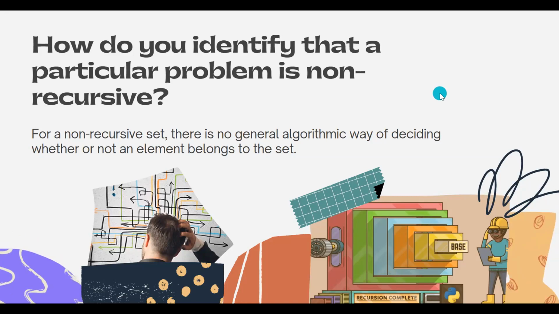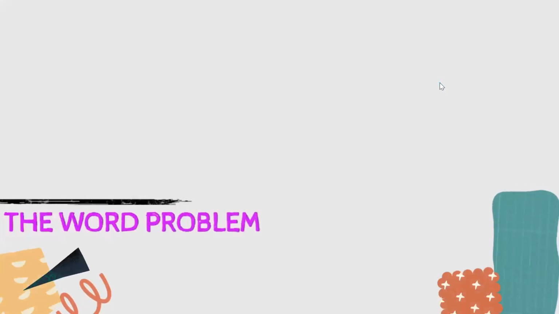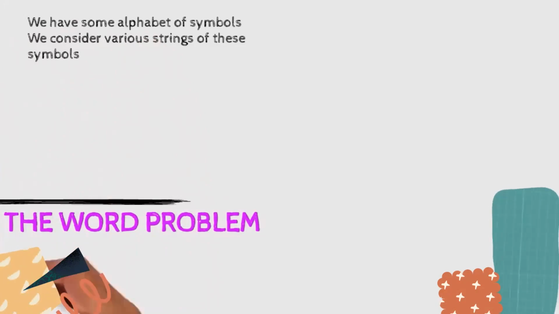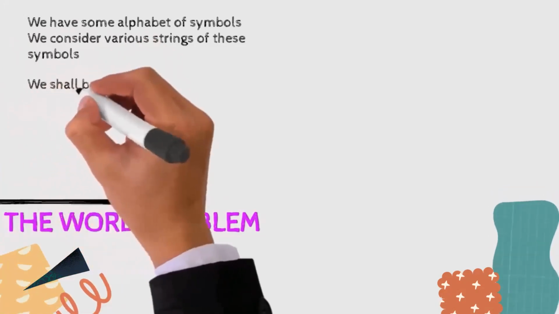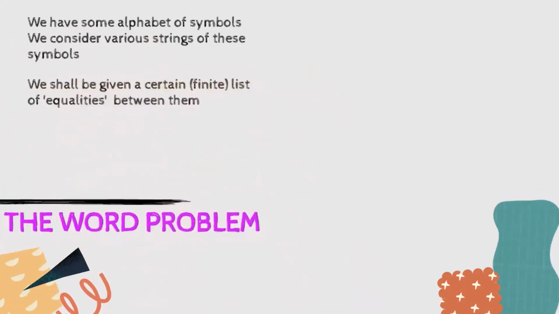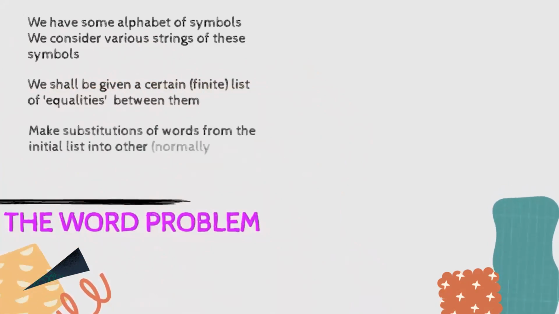Let us consider the example of a problem, that is, the word problem. Penrose, in his book The Emperor's New Mind, describes the problem as: suppose that we have some alphabet of symbols and we consider various strings of these symbols, referred to as words. The words need not in themselves have any meaning, but we shall be given a certain finite list of equalities between them, which we are allowed to use in order to derive further such equalities.